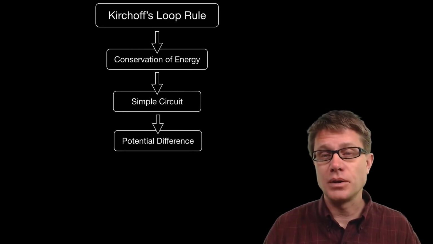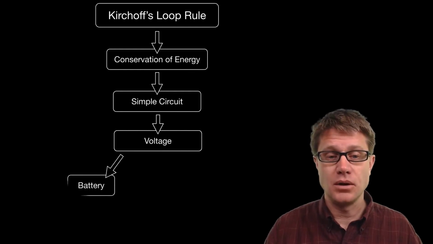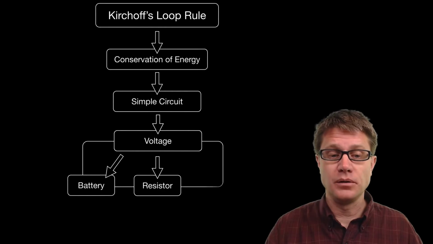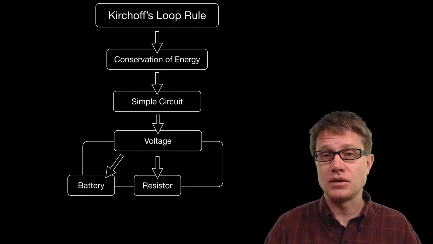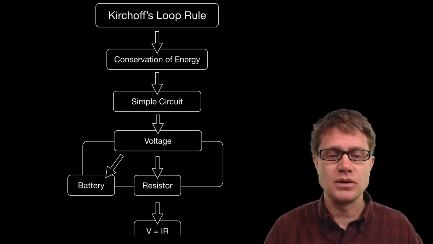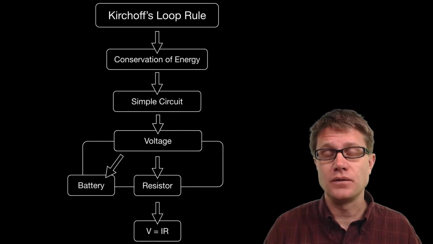So the voltage or potential difference around that whole loop is going to be equal to 0. We could look at, for example, a battery and a resistor in a simple loop. The voltage lift plus the voltage drop is going to sum to 0. Now, how do you figure out the voltage of a resistor? Remember, we simply use Ohm's law. And that's all you have to know about Kirchhoff's loop rule in Physics 1.